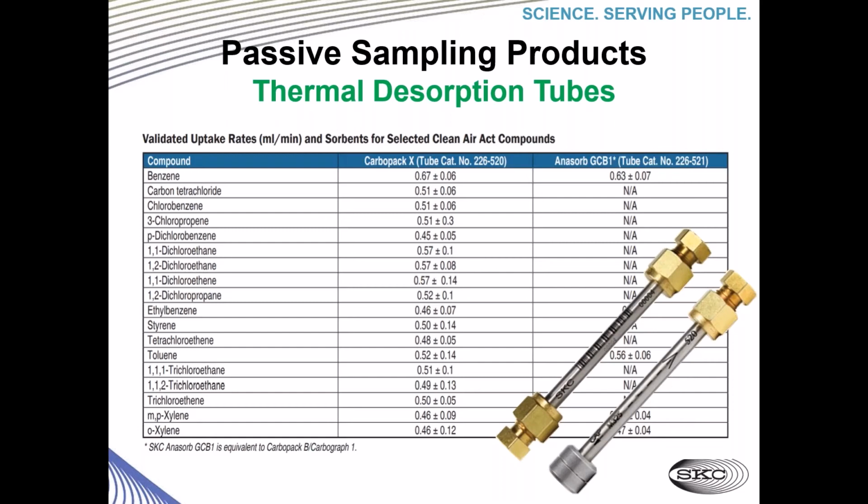We also have thermal desorption tubes for other compounds, and this is a list of uptake rates and sorbents for selected Clean Air Act compounds. I just wanted to post this. I know you can't look at it all and document it all right now, but I wanted to put that up there just so that you could see that we do have these TD tubes for other compounds.